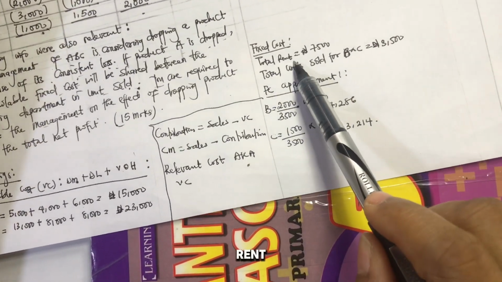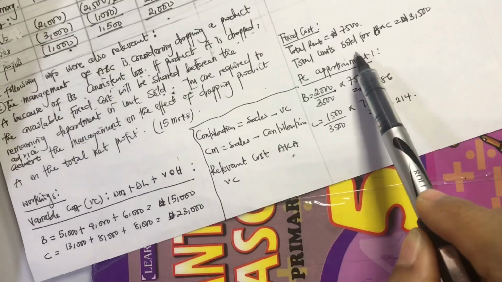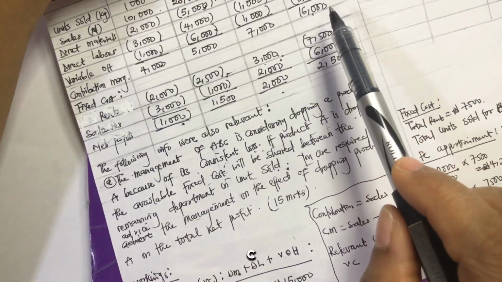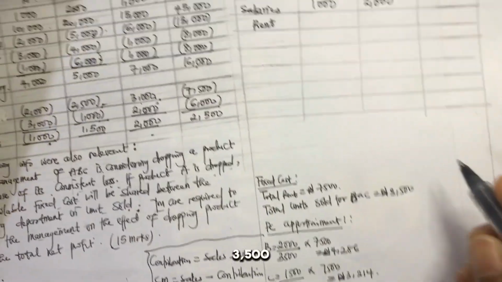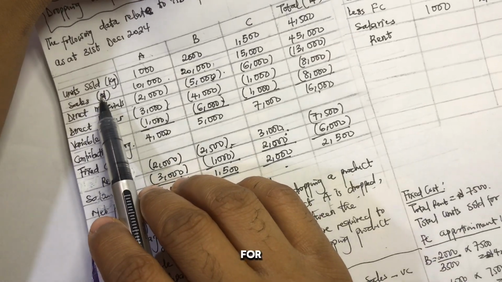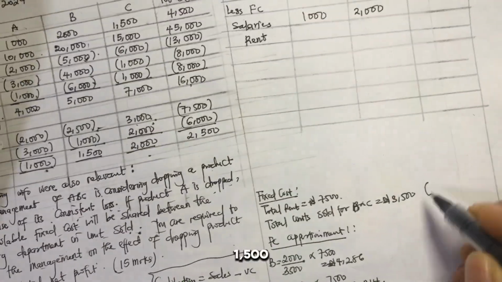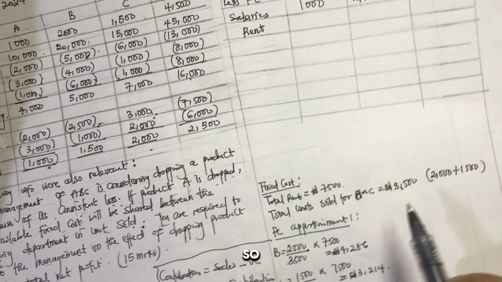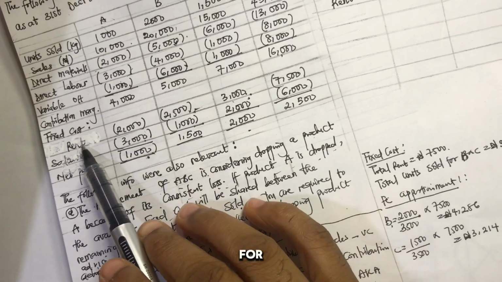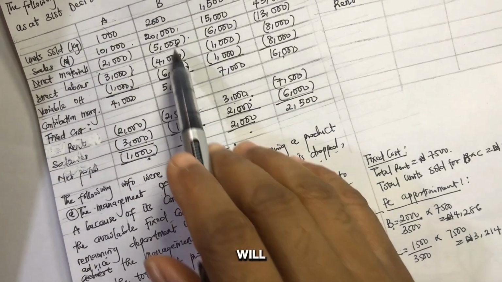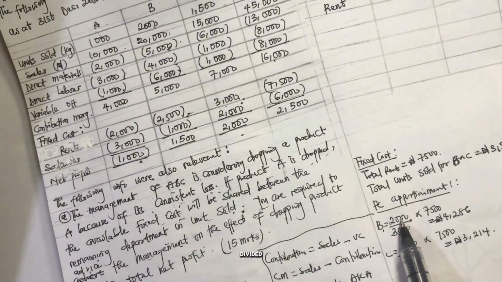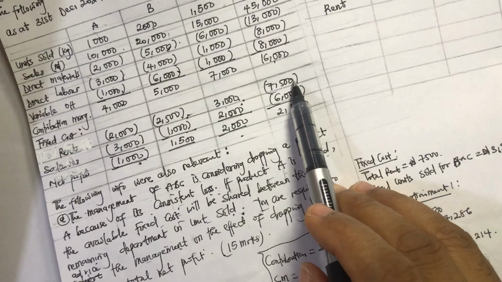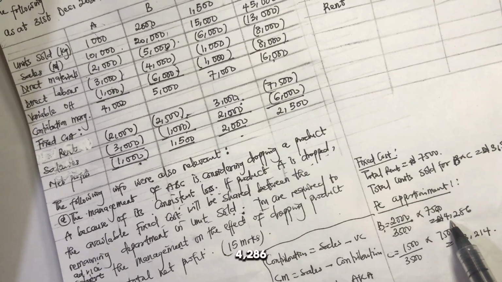So we have your total rent is 7,500, which is this value here. So your total units sold for B and C is 3,500. That is units sold for B and C is 2,000 plus 1,500. That was what amounted to this 3,500. So for the apportionment for B, for the rent, that will be the units sold, which is 2,000, divided by the total units for B and C times the total rent for ABC. That is the apportionment, which is 4,286.